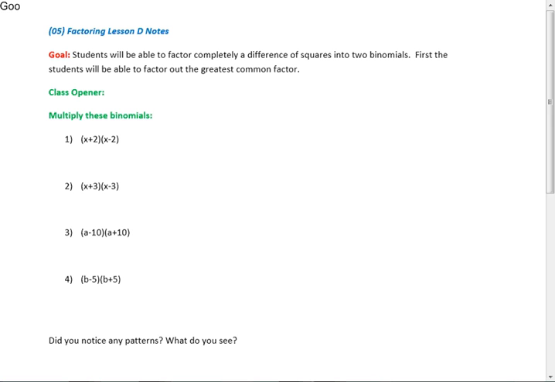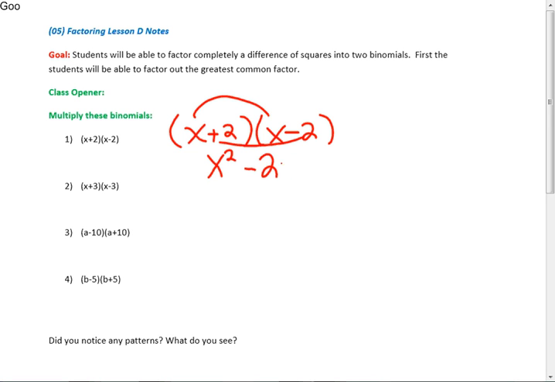Okay, you guys, let's multiply that out, and I'll rewrite it. It's x plus 2, x minus 2. So when you multiply the first ones, you get x squared. And then when you do the outers, you get minus 2x. You do the inners, plus 2x. And then you do the last, minus 4. Something's going to happen there.